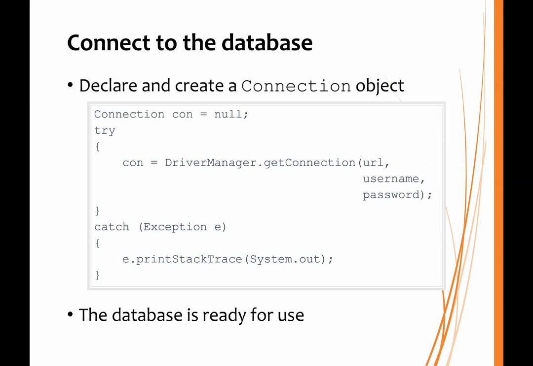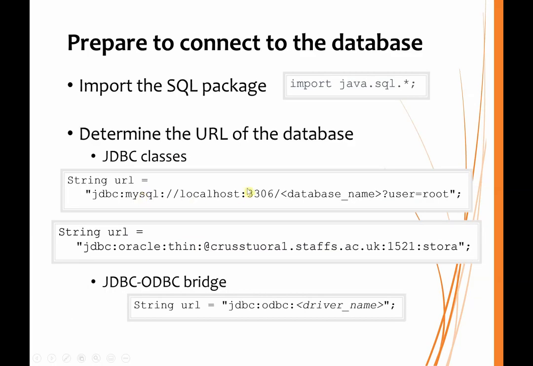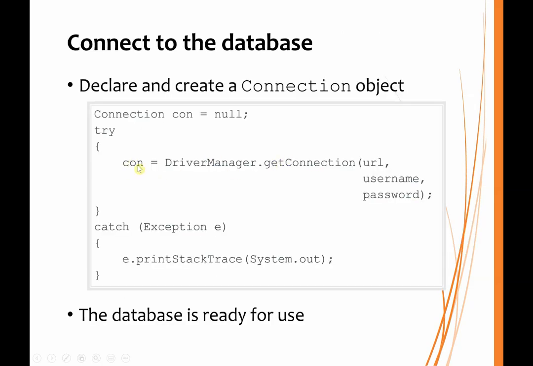So to connect to the database, having loaded the driver manager, we're then able to connect to the database in this way. From the driver manager class, we call getConnection, passing in the URL of the database and a suitable username and password. Although if we're doing this for MySQL, you can see that the URL in this example has got a username already built into that URL. This will return a connection object that we're storing here, and then the database is ready for use.